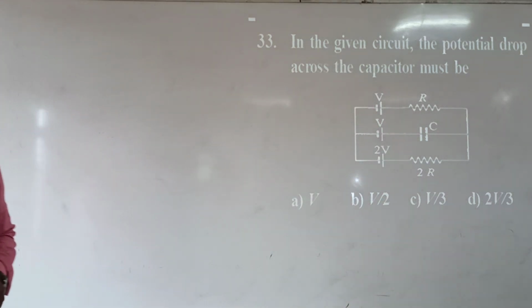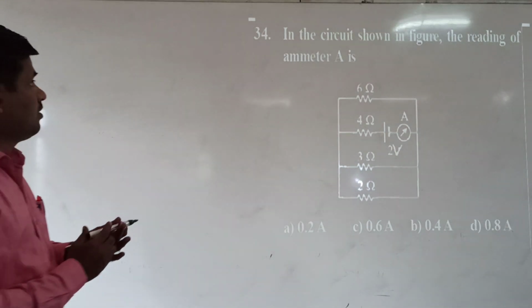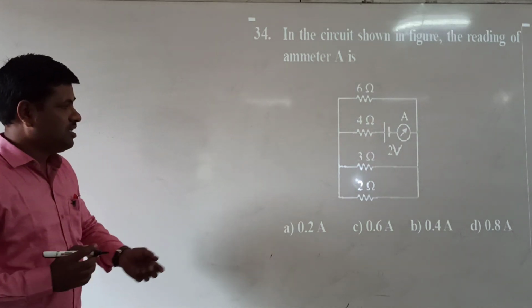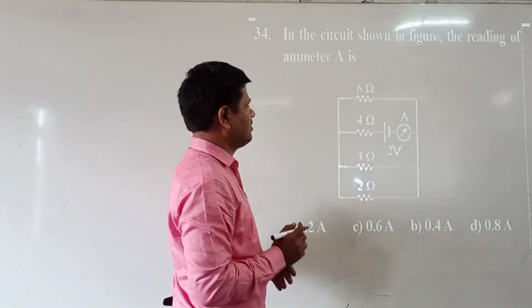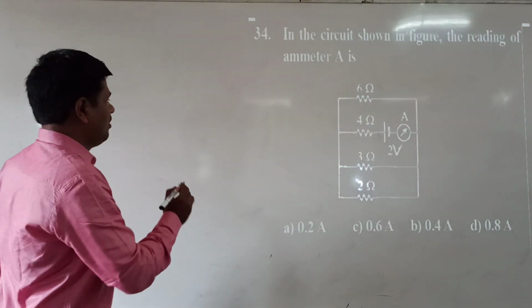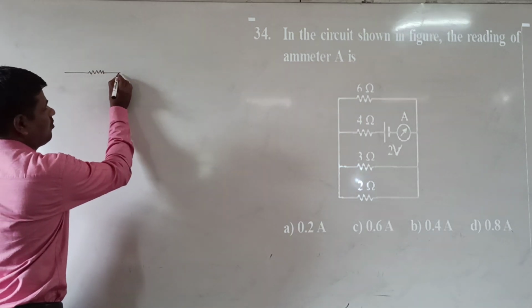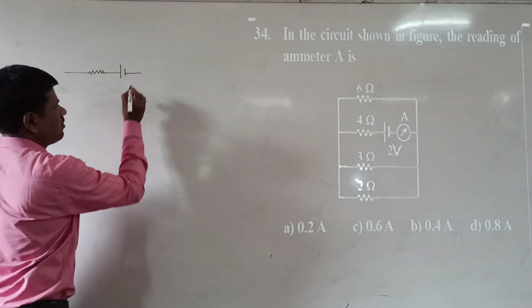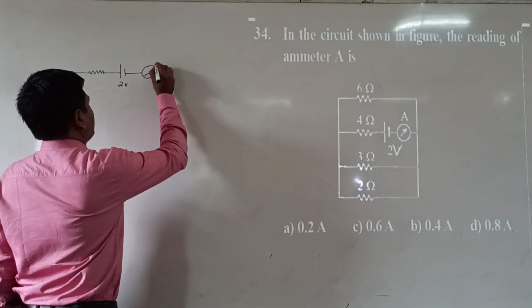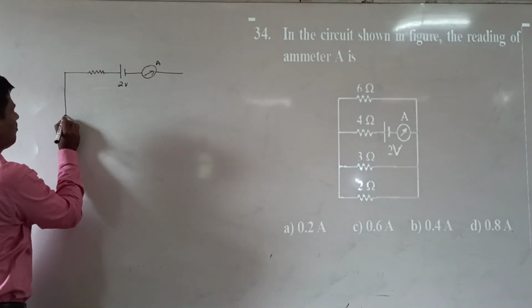Next we go to the next question. In the circuit shown in the figure, the reading of the ammeter is asked, so we are redrawing this circuit. When redrawing the circuit, this 6 ohm is taken downside. Now what circuit are we getting here? This is a 4 ohm, this is 2 volts, and the ammeter is here. Now I am redrawing this diagram.